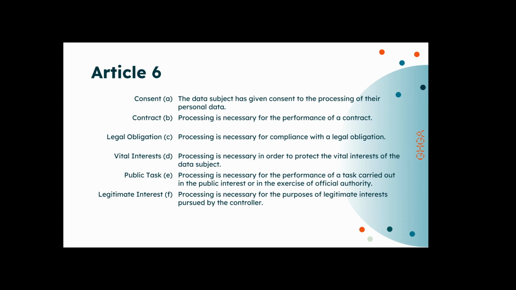And finally, the one Philip mentioned was legitimate interest. This is when processing is necessary for the purposes of legitimate interest pursued by the controller. This one perhaps gives you a fair amount of flexibility. Essentially, you have to be able to demonstrate that you have a legitimate purpose for processing that data that outweighs the risks to the data subject. So it doesn't just mean that you can say, oh, I have a legitimate interest, therefore I can process the data. You have to demonstrate why that legitimate interest is greater than the potential risks to those data subjects.